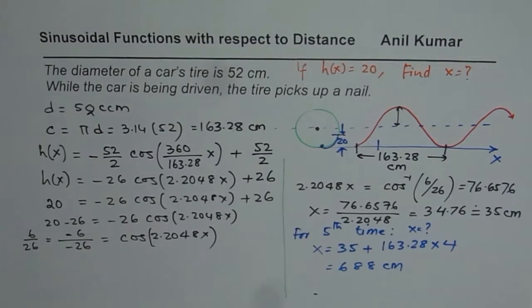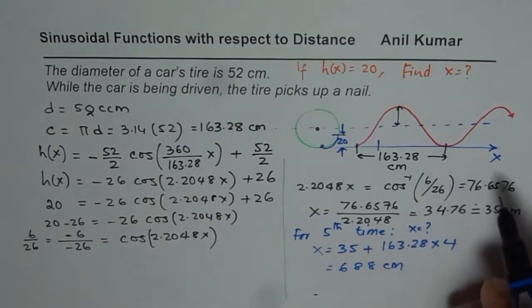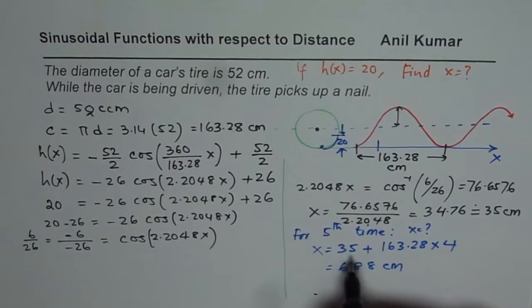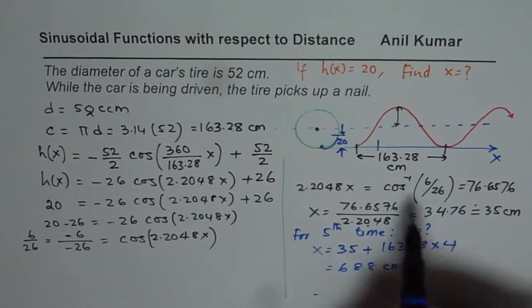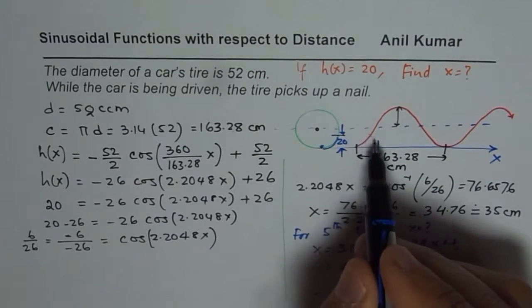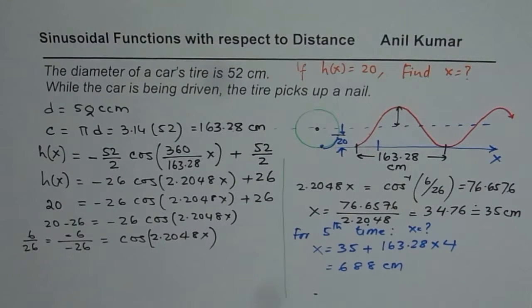So any number of times you can find. If you want to find the 10th time, for example, then you'll add 35 plus 9 full circles, once for the first time, and then 9 full times, correct? So that is how you could get your answer, which is a kind of reverse calculation.